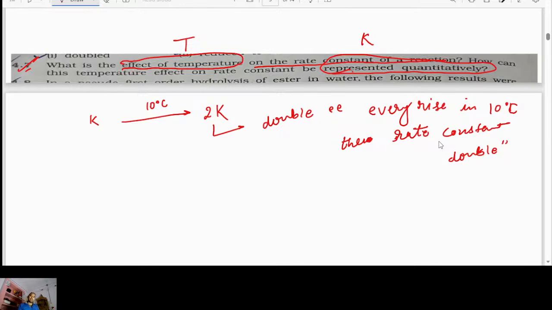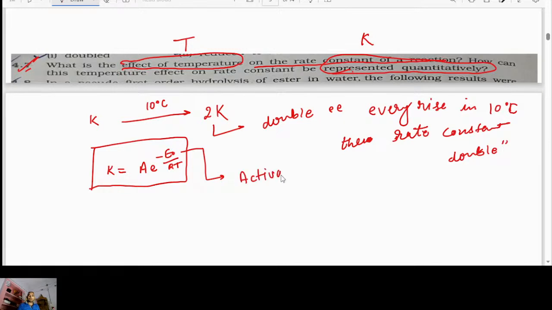Now they are saying to represent it quantitatively. So what is the representation, student? K is equal to A e power minus Ea upon RT. This is the quantitative expression. Here, I will talk about Ea. Ea is activation energy, or in other words you can say energy of activation. This is activation energy. Now the second term, T, is temperature.